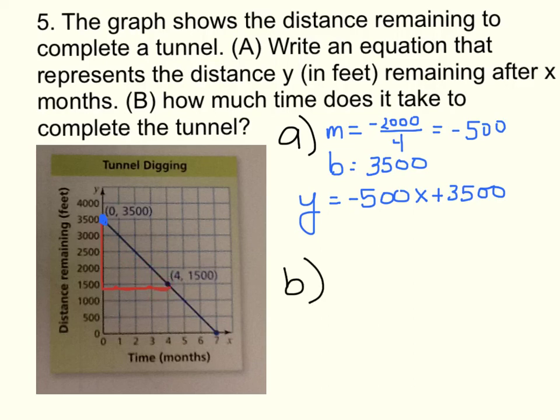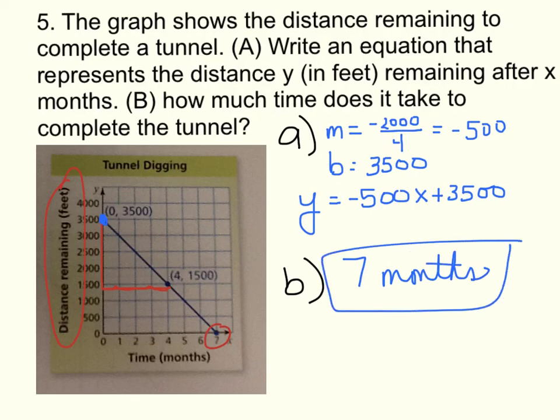B, how much time does it take to complete the tunnel? Well, let's just look at our graph here. After how many months will there be nothing left? Well, this represents right here remaining. So when there's nothing remaining, it's right here. After how many months? 7 months. So after 7 months, it would take to complete the tunnel.